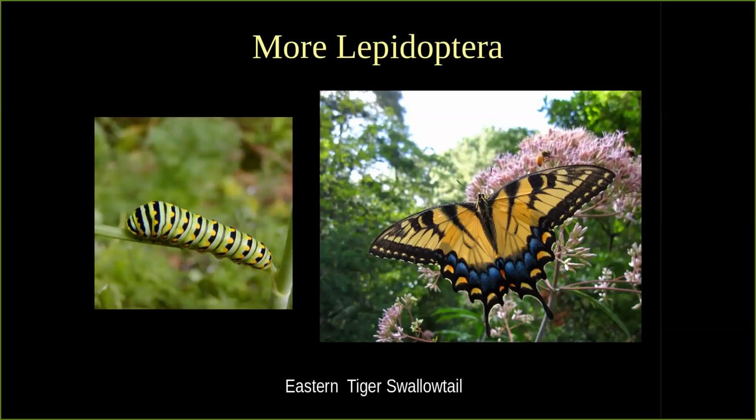Even bigger than that is the eastern tiger swallowtail, which can reach as much as 5 inches across, and is a beautiful, beautiful butterfly.